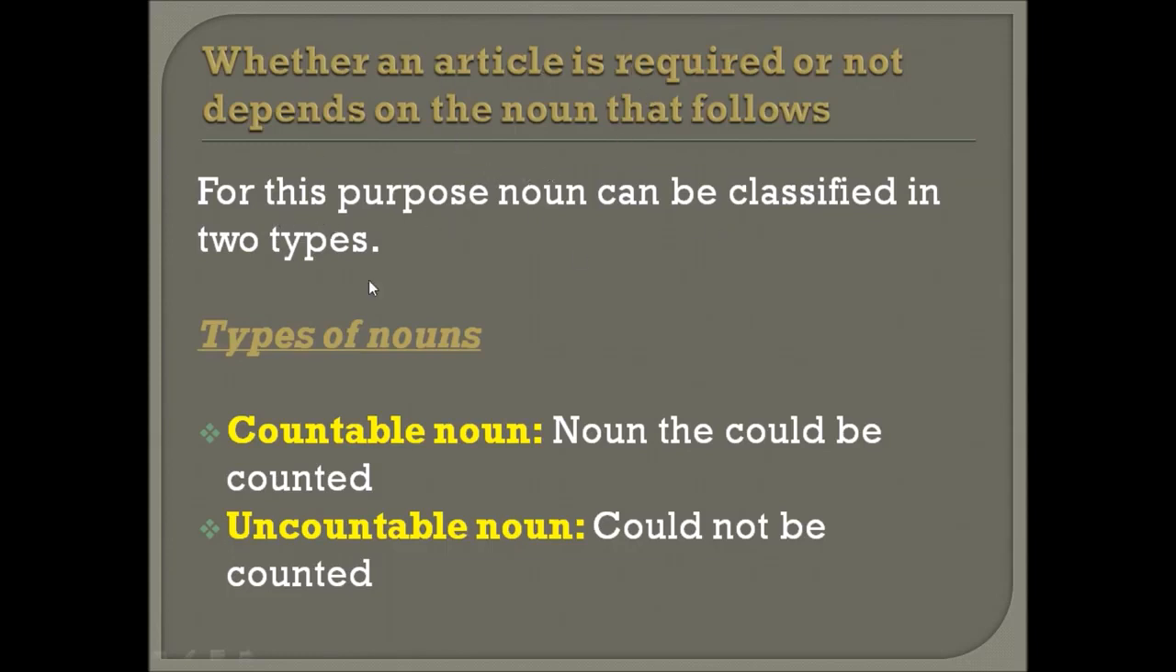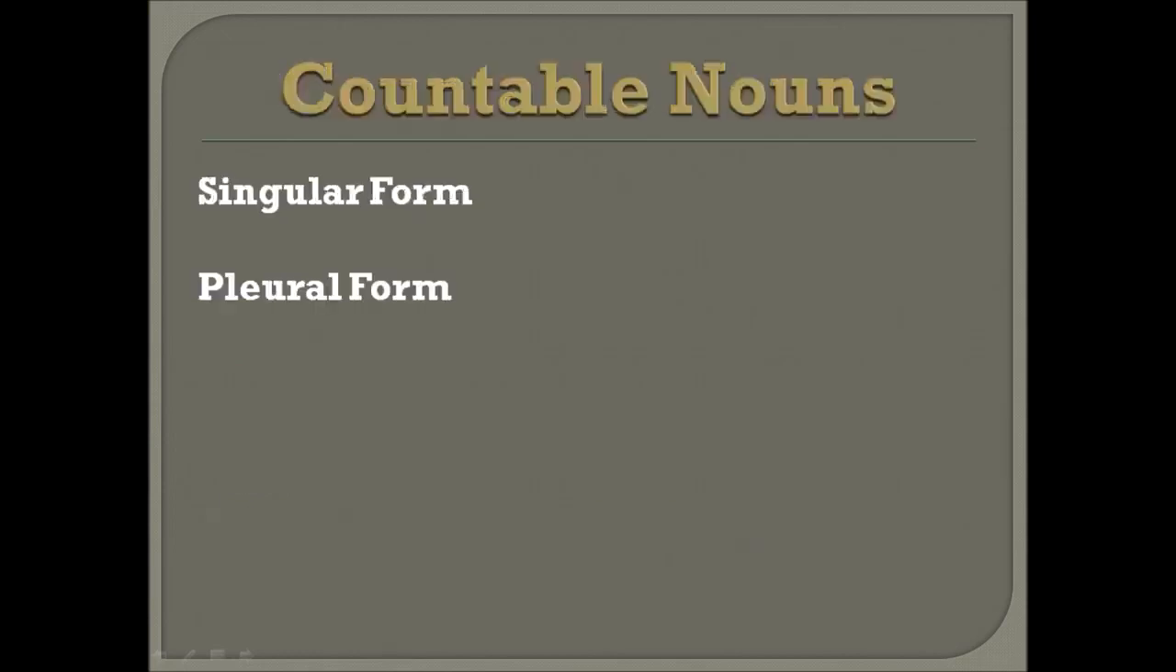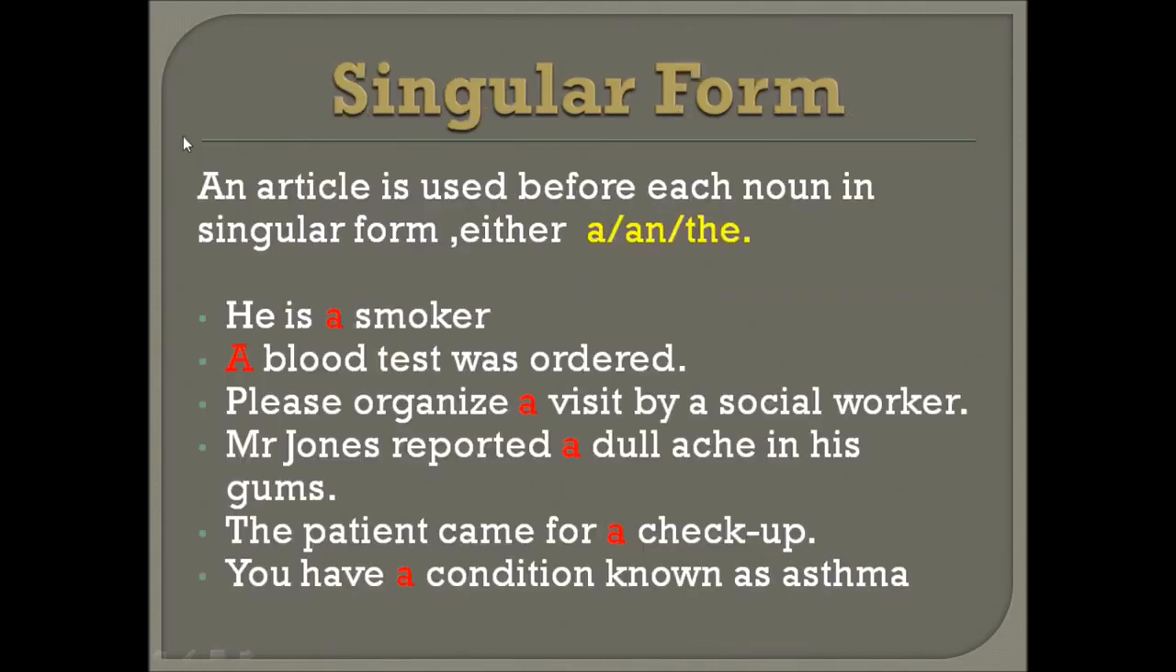For this purpose, nouns can be classified into two types: countable nouns and uncountable nouns. Countable nouns can be easily counted, while uncountable nouns cannot be counted. Because we can count countable nouns, there may be a singular form or a plural form. Okay, let's move forward. So let's discuss the singular form.